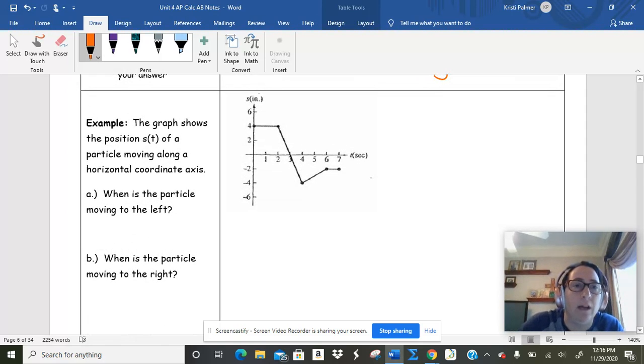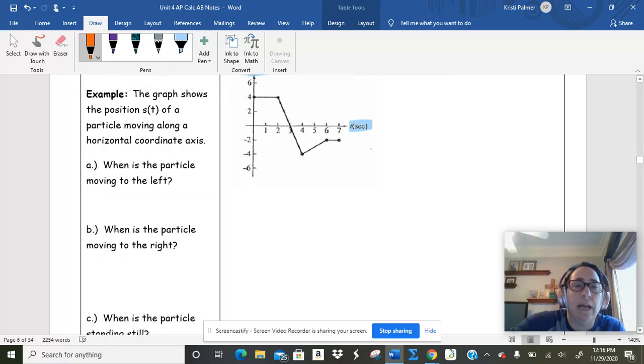Okay, so let's look at this next one. Here is the graph of a position function. So t is in seconds, position is in inches. And it says the particle is moving along a horizontal coordinate axis. Let's think the x-axis, like that little yellow ball we discussed before. When is the particle moving to the left? So I know I'm going to be moving to the left when v of t is less than 0.